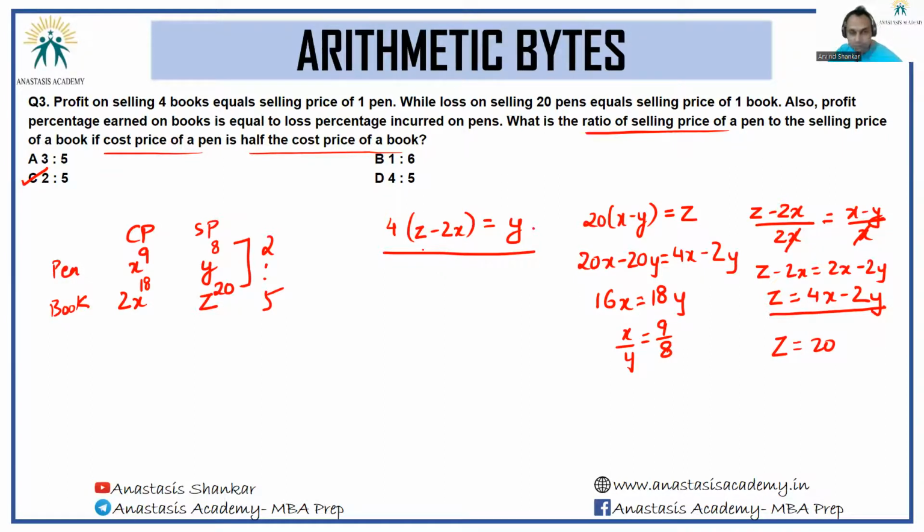Okay, so we didn't really need this. You can probably use this to reach precise values of all 3 variables, but because finally ratio is needed, you can happily skip the first expression also.